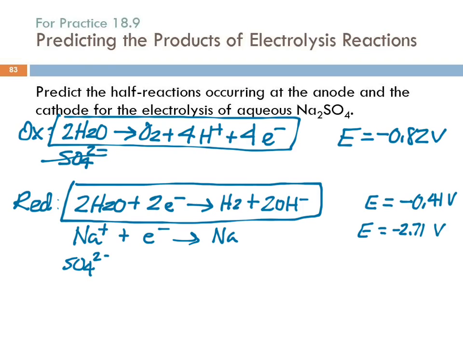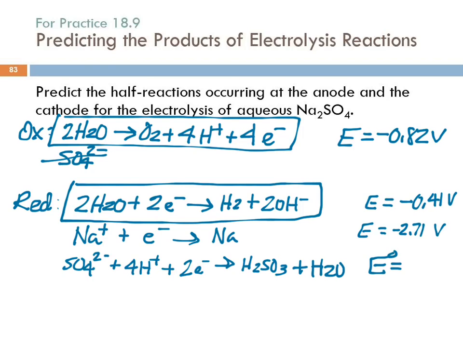So sulfate plus 4 hydrogen ions plus 2 electrons goes to sulfurous acid and water. Some of these are standards and some of them are not. That E standard is plus 0.20 volts.